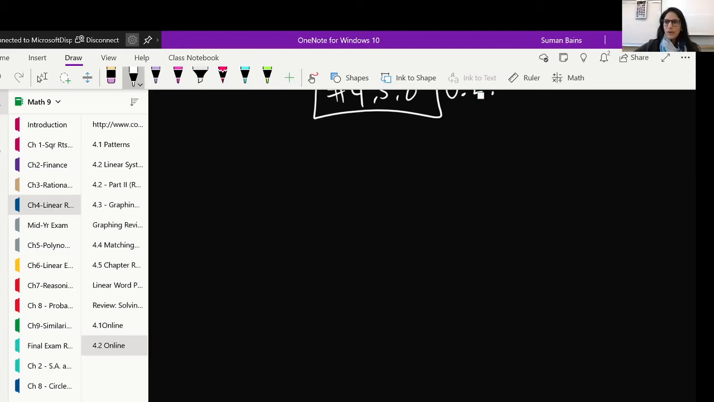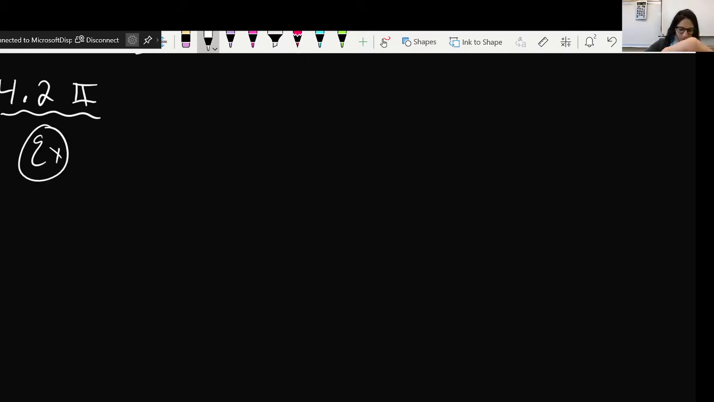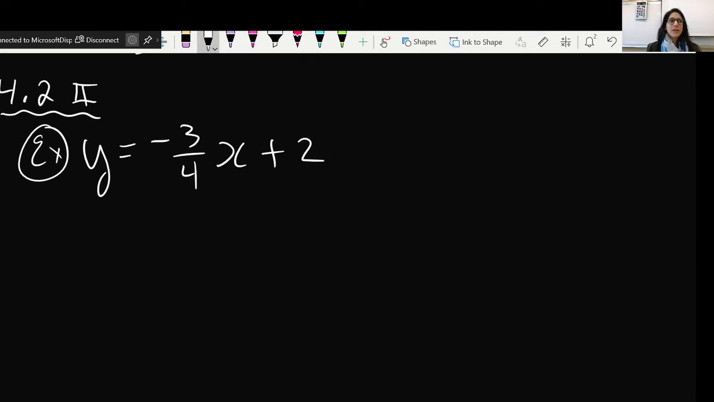Okay, so we are doing the second half of 4.2. So let me write that down. 4.2, part 2. So let me go through an example with you. If we have this equation, for example, y equals negative 3 over 4 x plus 2. So you're all very good, I feel, at this point with graphing this out, picking out the y-intercept and the slope, and knowing how to navigate your way on the x and y axis. Are we okay with that?